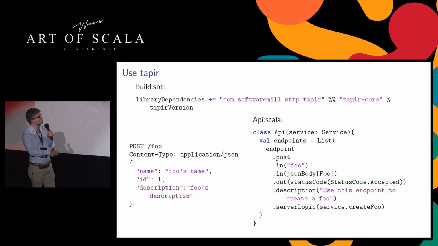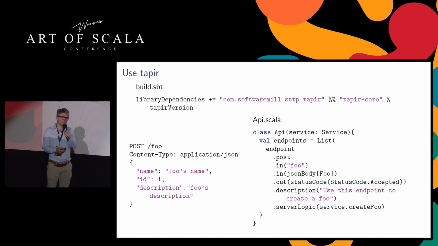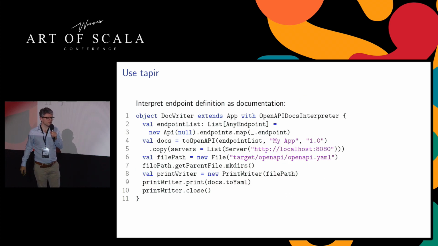So this, of course, is not relevant if we want to run the endpoint, but if we want to have the documentation, then the human readable part is important. And then we can also add the server logic, and this is just a function of the right type. And I added a dependency here on a trait which implements this function. And now this is a description of the endpoint that we can use to generate both the documentation and the actual server. So let's see how this goes.